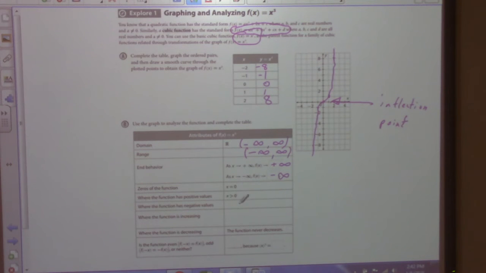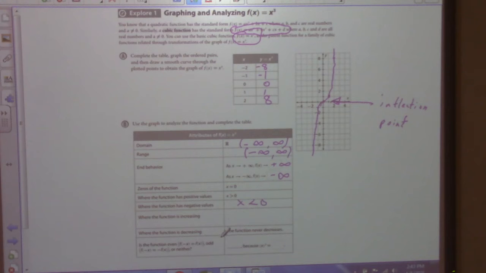And the zeros of the function, well, we have x equals 0. Where does the function have positive values? Well, they give you the answer for when x is greater than 0. Next, where does the function have negative values? Well, where x is less than 0.